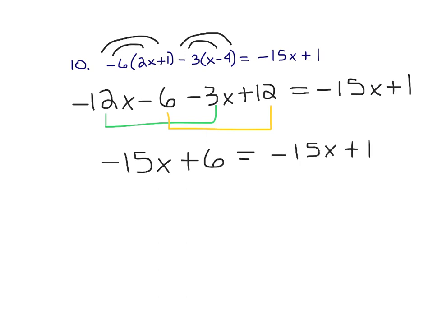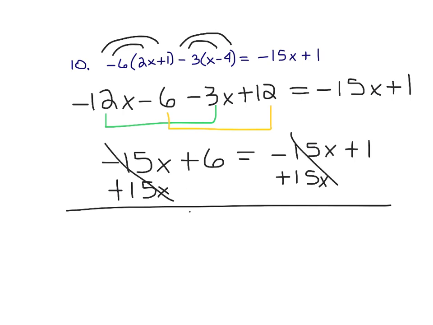And right away, I'm going to see I have the same variable on both sides, but it's not being added by the same number. So when I go to try to group my 15 x's together, I'm left with 6 equals 1, which again will never happen. So this is another no solution answer.